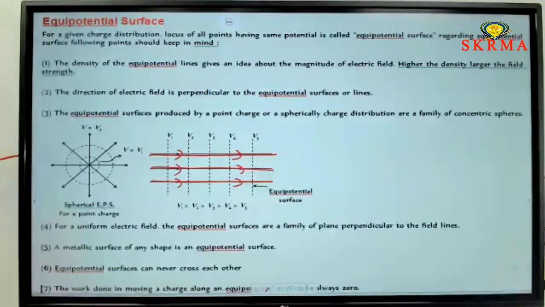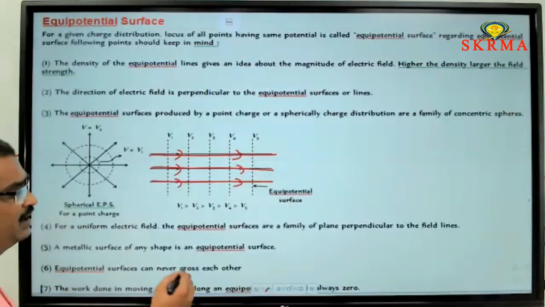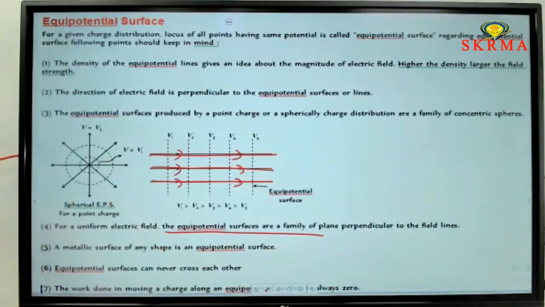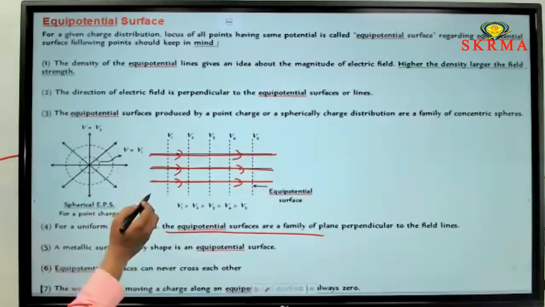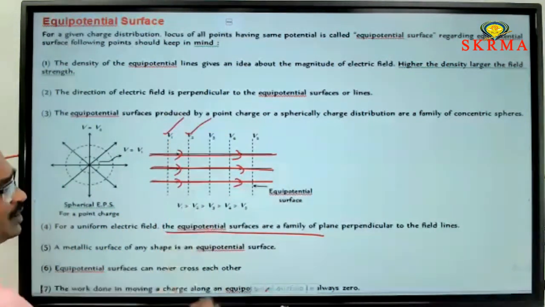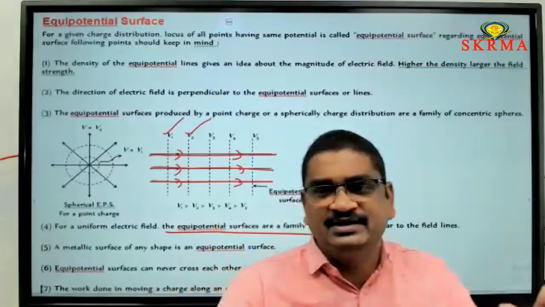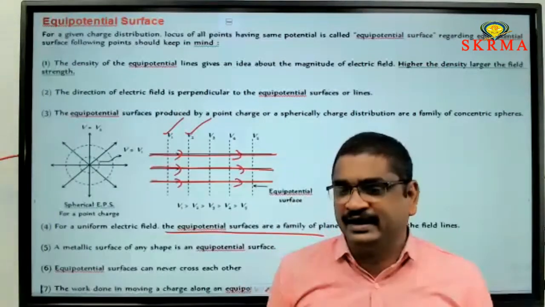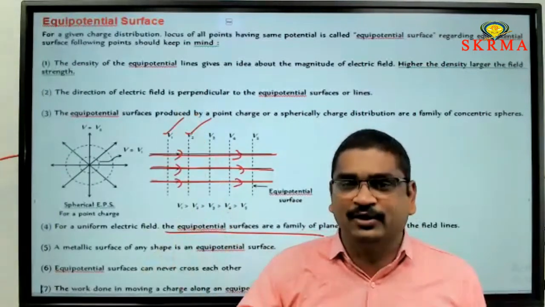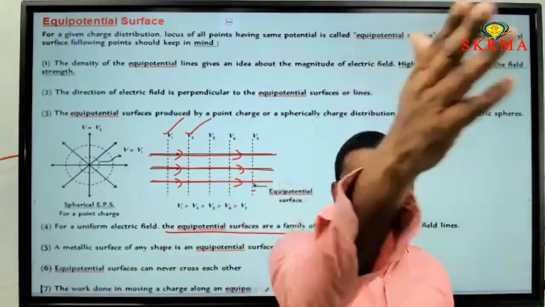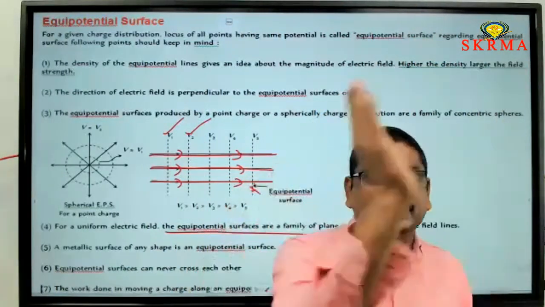Next, in a uniform electric field, equipotential surfaces are planes perpendicular to the field lines, like this. So what about equipotential surfaces in a uniform electric field? For example, consider this room filled with a uniform electric field. Assume the direction of the electric field is from this board to that side.